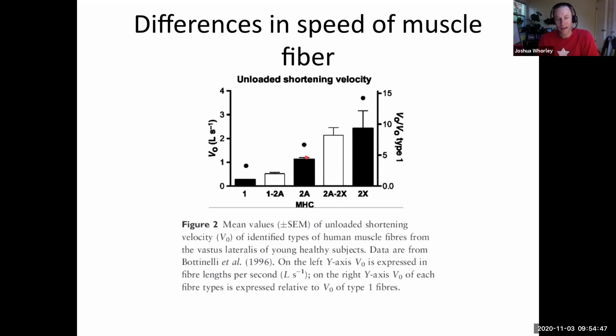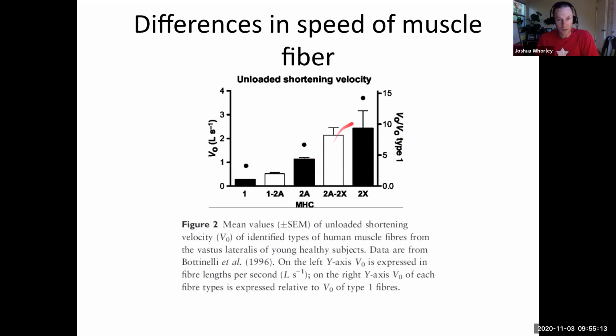This one's at 5, this type 2A. So in comparison to how fast a type 1 shortens, this is about 5 times as fast. That's the ratio of the shortening velocity of this focal fiber in comparison to the shortening velocity of this type 1. It's about 5 times as fast. This one is about 8, 9 times as fast, and then this is about 10 times as fast.